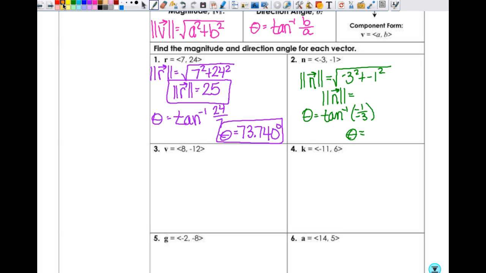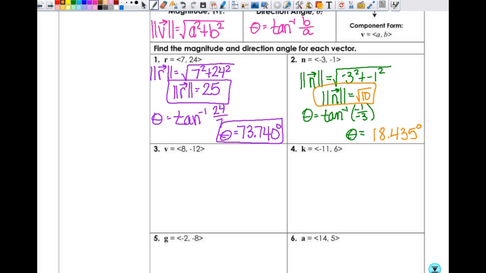What do we get for the magnitude? Square root of 10. And then what do we get for the angle? Do we all agree with that? Okay, so what if I were to tell you that that angle is incorrect? Are you sure you typed in -1 over -3? Okay. You did or you didn't? You did, okay, that's okay.